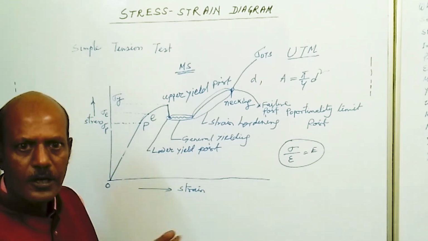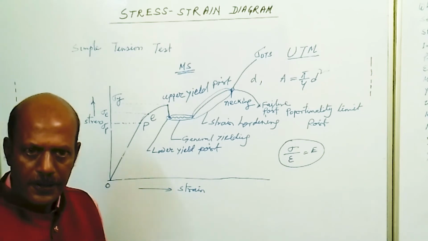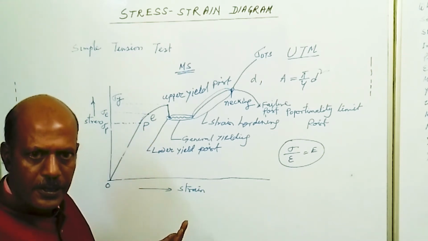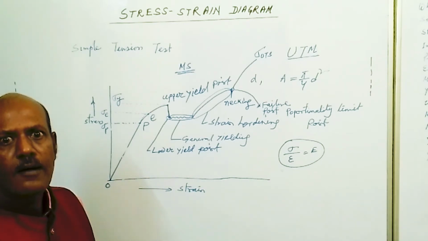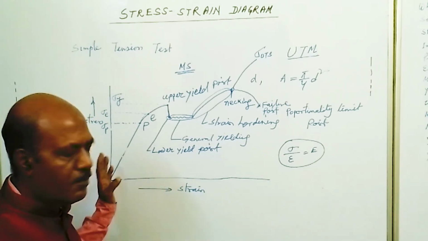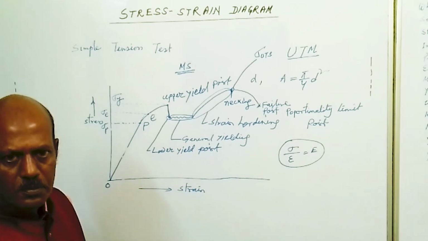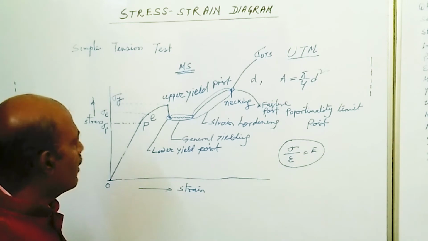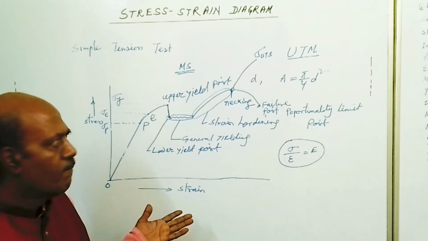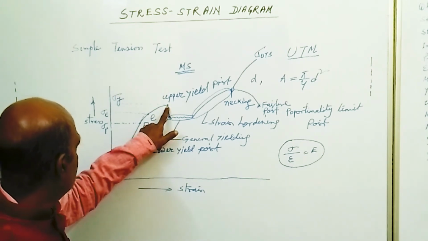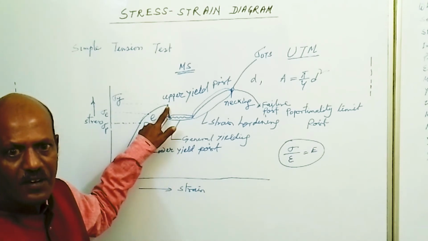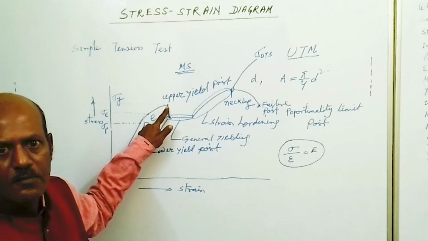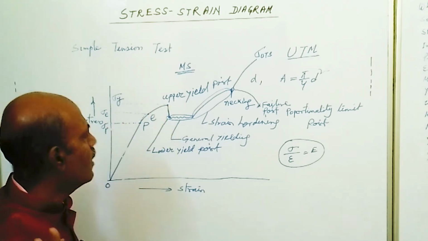But the body is fully elastic up to point E. So up to point E, if we remove the load, the body will come back to its original shape and size. But beyond point E, the body will not come back to its original position. Some permanent deformation will remain in the body. Now this is the upper yield point, the upper bound condition. If we cross this position, then further phenomena will take place, otherwise further phenomena will not take place.